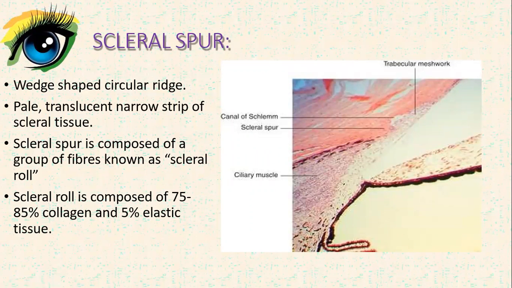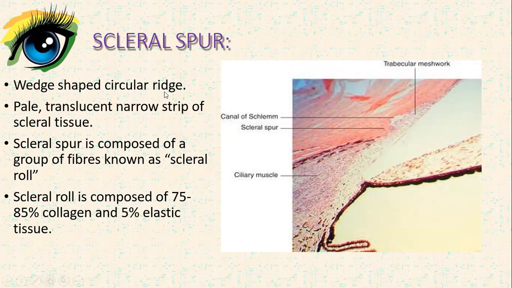On to the scleral spur. We have talked so much about this one because that's another portion. Now we can see over here, this is what it looks like. You can see the scleral spur just below the canal of Schlemm. This is the canal of Schlemm, and below that is the scleral spur.